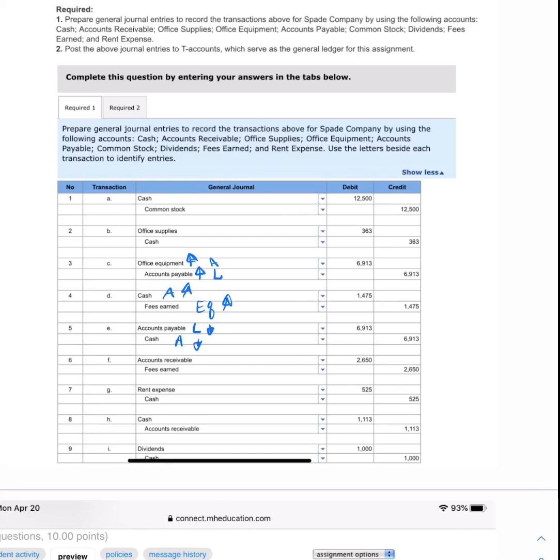So what we've then got to do is figure out, what did we get? If we didn't get cash, we got the next best thing, which is accounts receivable. Accounts receivable is an asset. It is increasing. So it is receiving a debit for $2,650. And fees earned is still an equity account, which will be increasing with a credit. So a debit to accounts receivable, a credit to fees earned.